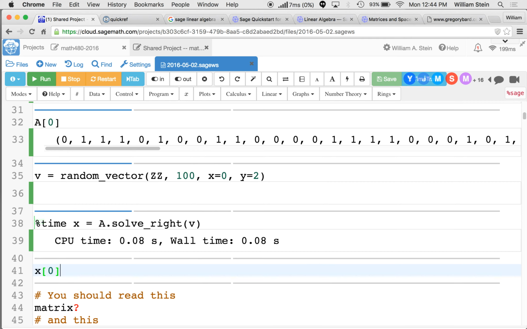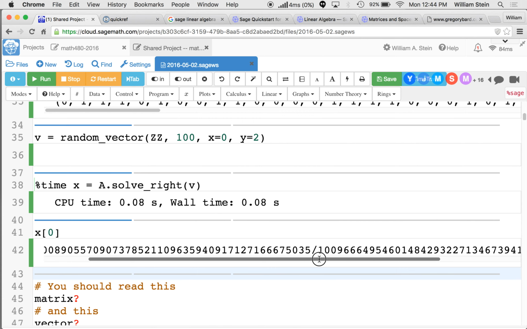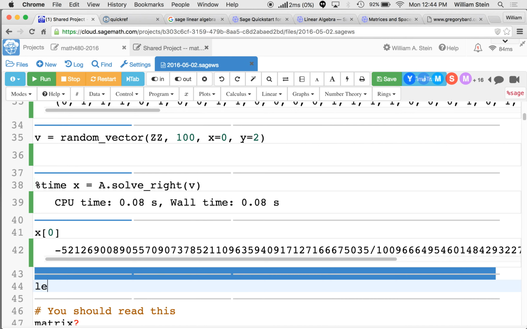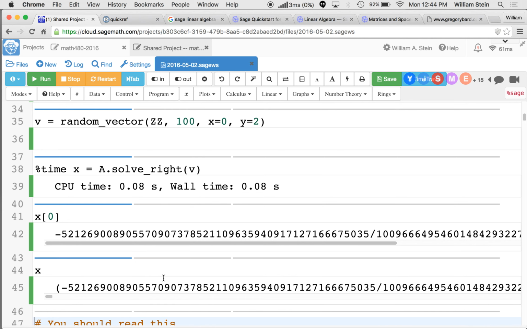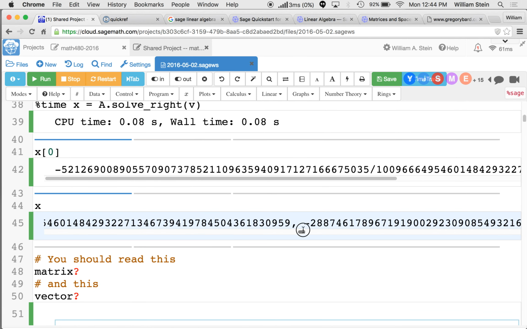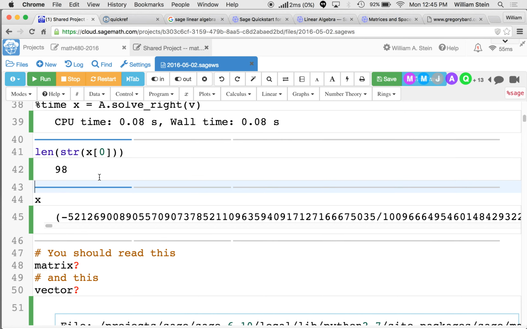Let's see what the solution looks like. This is the first entry of the 100 entries in the solution. See? It's that big rational number. If we were to print out the solution, the string would have 10,000 digits. That's not really so big. Doesn't sound very impressive, 10,000. I'll just print it out. Okay, so there. It's a big number, okay? It's a vector, each entry having about 100 digits: 50 in the numerator, 50 in the denominator.